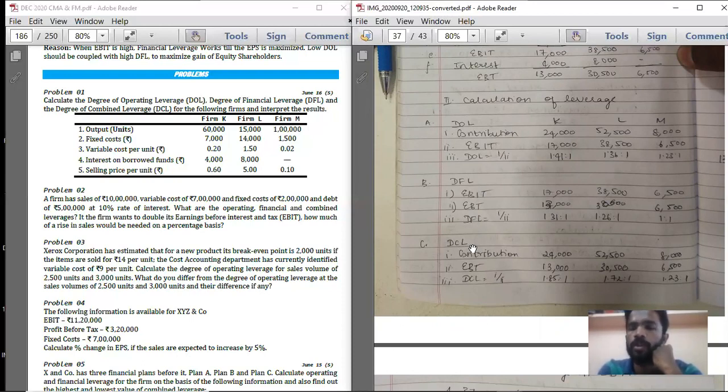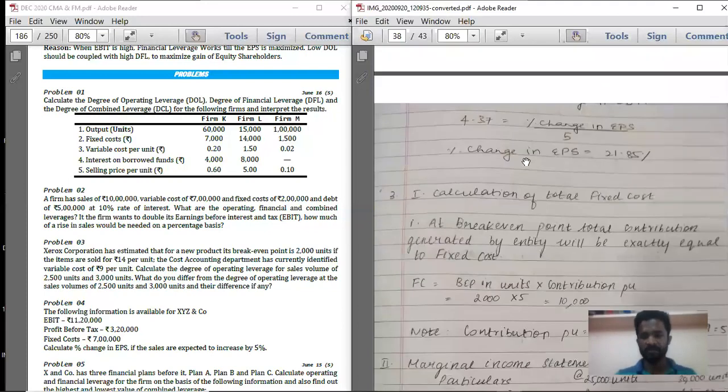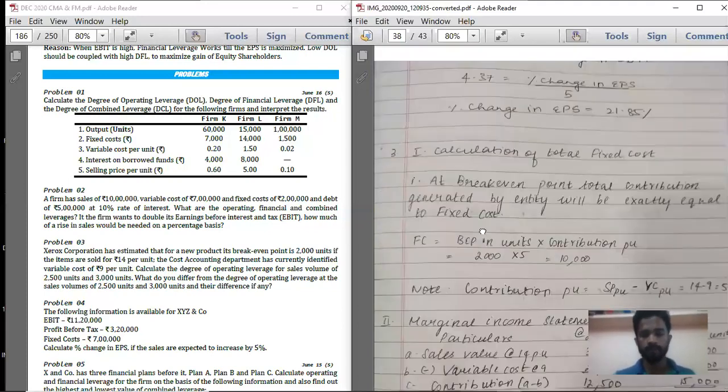In respect of K, 1.85:1. In respect of L, 1.72:1. And in respect of M, 1.23:1. So this is the degree of combined leverage. With this, we have calculated all three leverages for all three firms. So this is problem number 1. Okay, done. With this, we are moving on to problem number 3.